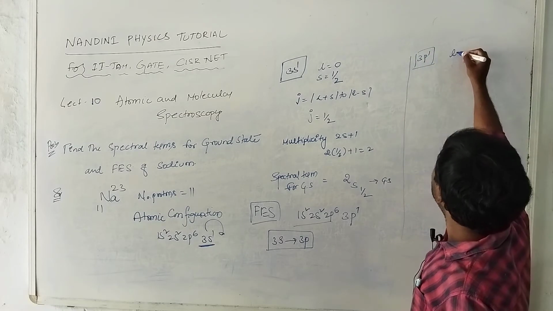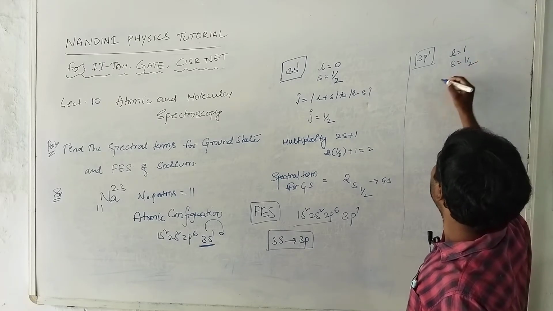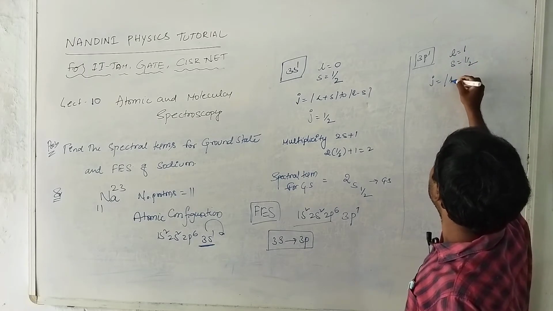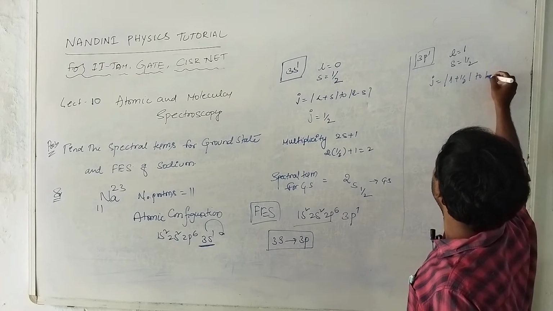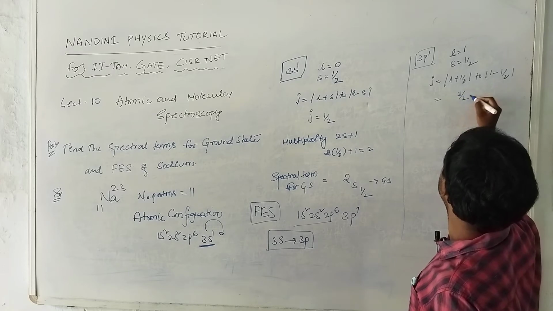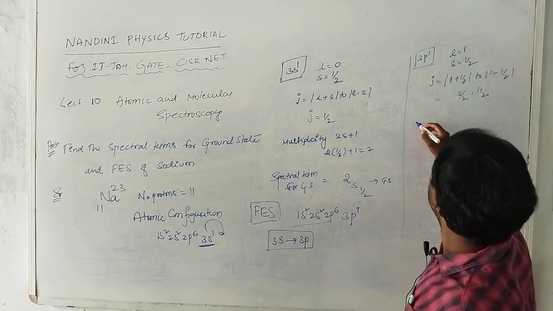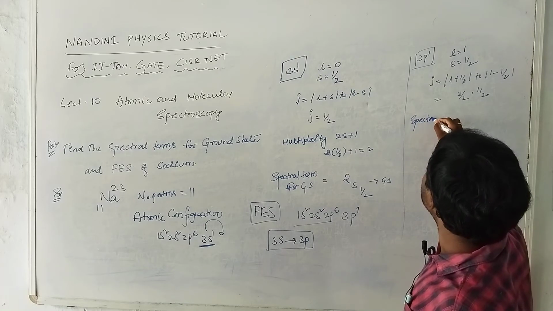What is the L value? L is 1 and S is 1 by 2. What is the corresponding J value? 1 plus half down to 1 minus half, so the values are 3 by 2 and 1 by 2. So J values are 3 by 2 and 1 by 2. What is the spectral term for the first excited state?